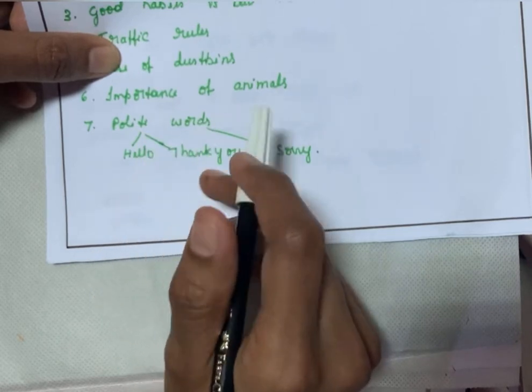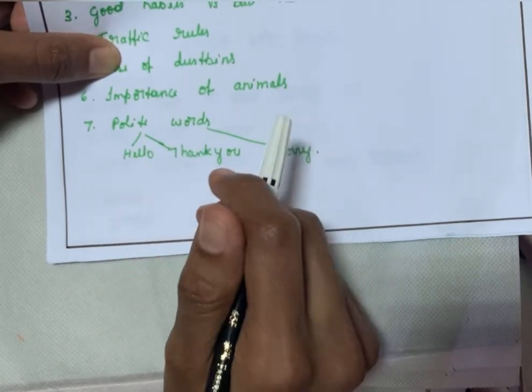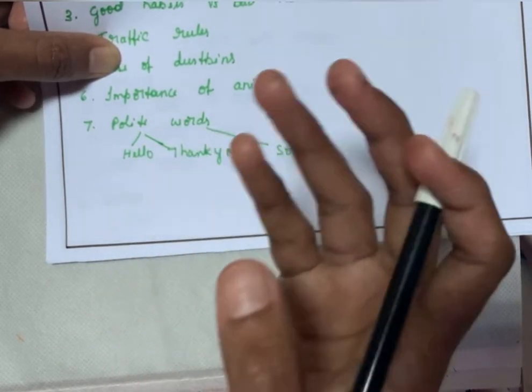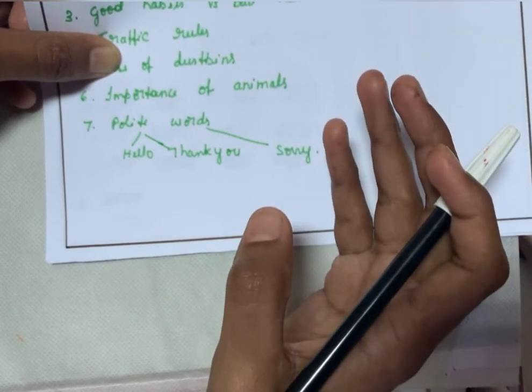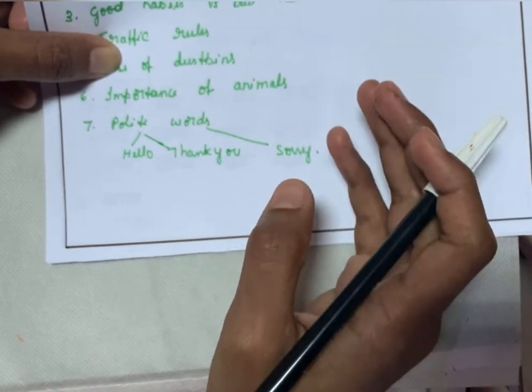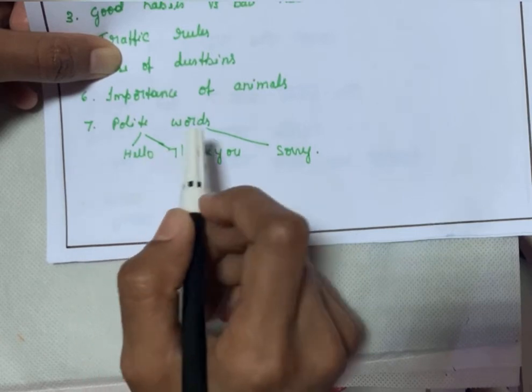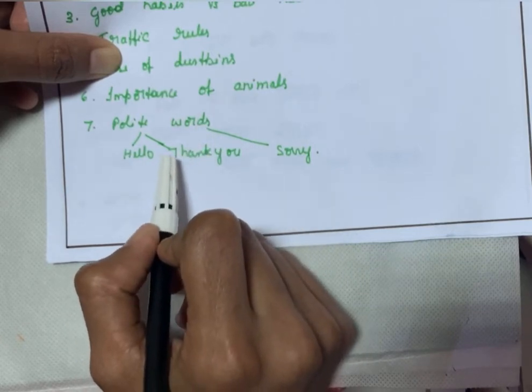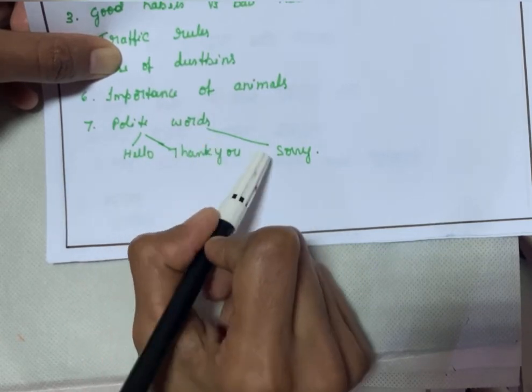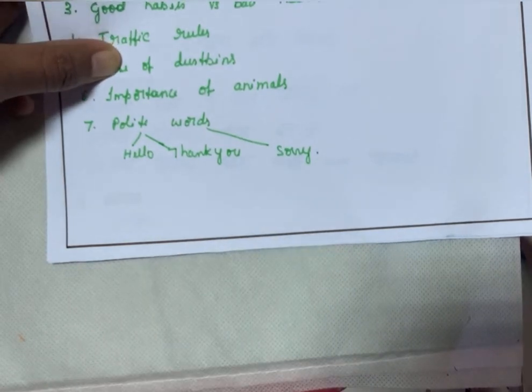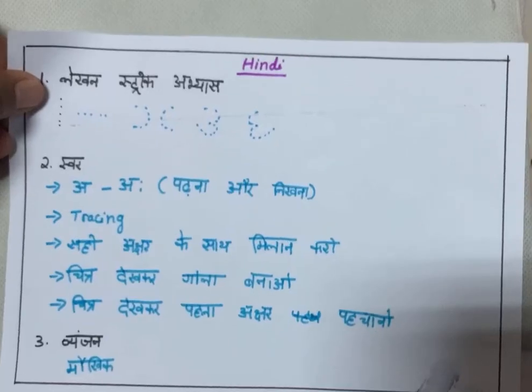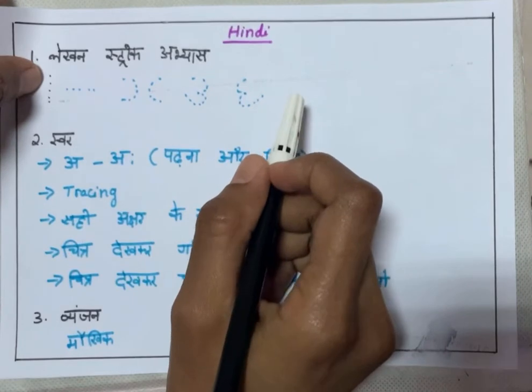Next, polite words like hello, thank you, sorry. When we meet any of our friends or relatives, we should say hello. Then we should say thank you. When we make a mistake, we should say sorry. All these words you can teach them. Now let's see about the Hindi syllabus.